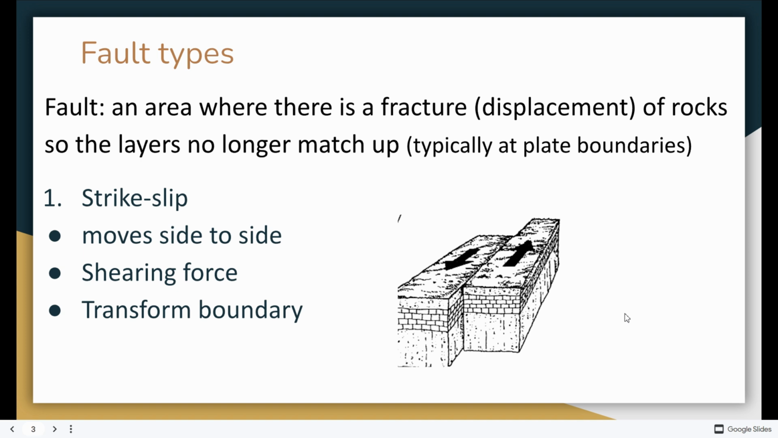You are going to need to know the type of force at each one of the fault lines. And you're going to need to be able to associate the fault types with a boundary type. There are test questions about this. So a shearing force is a strike-slip fault at a transform boundary, and it moves side to side.